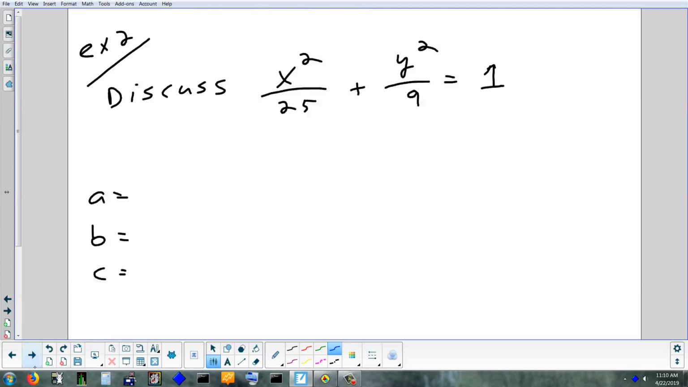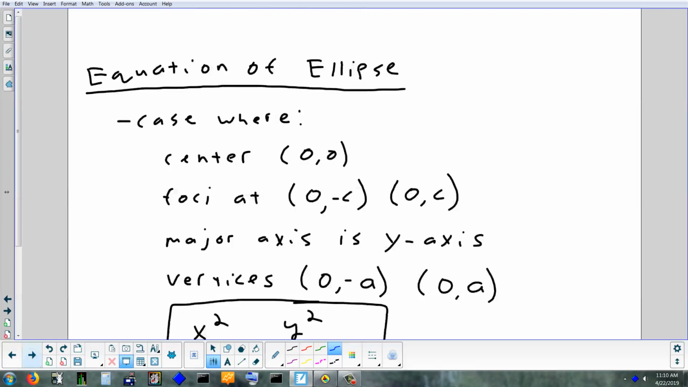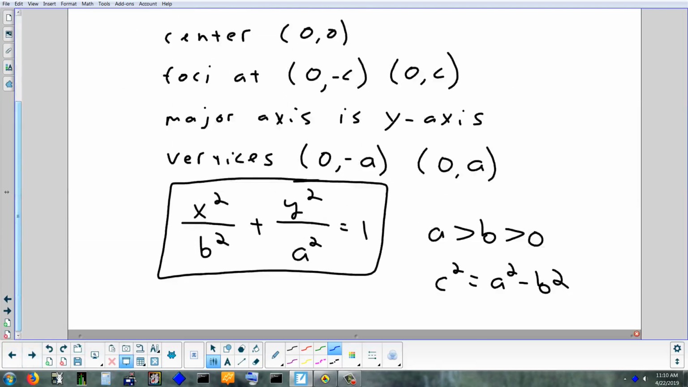You don't have to write it yet, because we're going to do it later. But when we have the major axis going up and down, the only thing that's going to happen is A and B switch. So you look at where A is. If A is under Y, it goes up and down. If A is under X, it goes left and right.